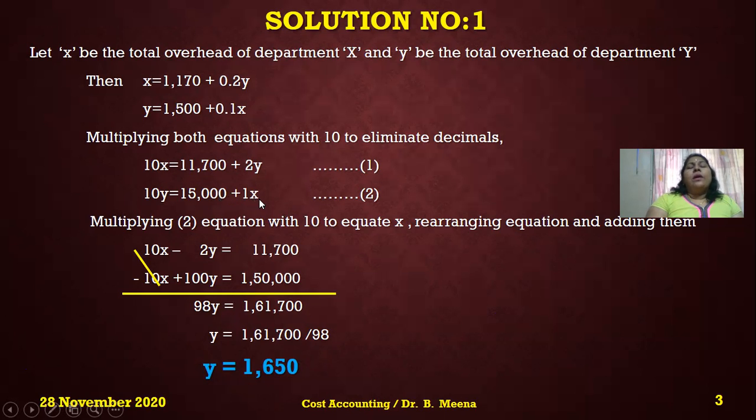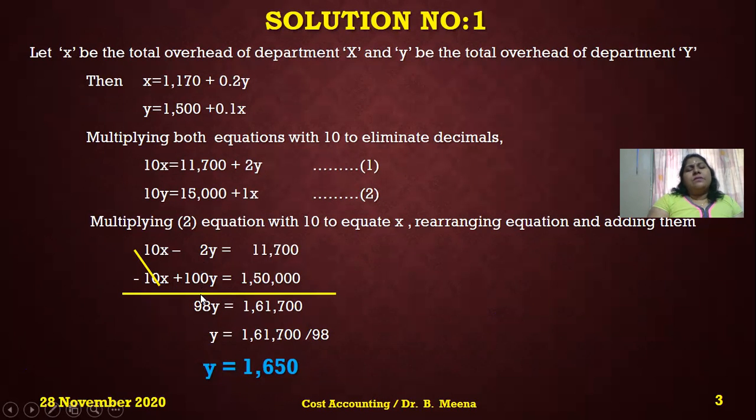Okay, so x always stands first, then y. So x I need to bring over to the left hand side, so it will get a minus sign. So 1 into 10, 10, plus 10x I'm bringing over means minus 10x. 10y into 10, 100y. 15,000 into 100, 1,50,000. And then I'll cancel the x.